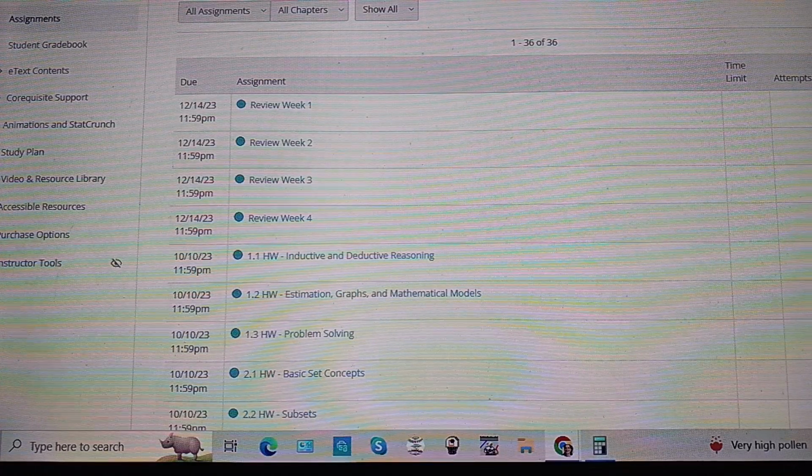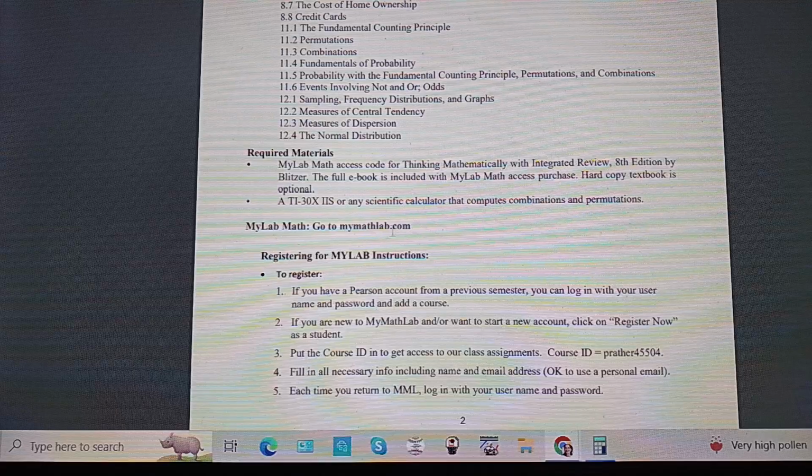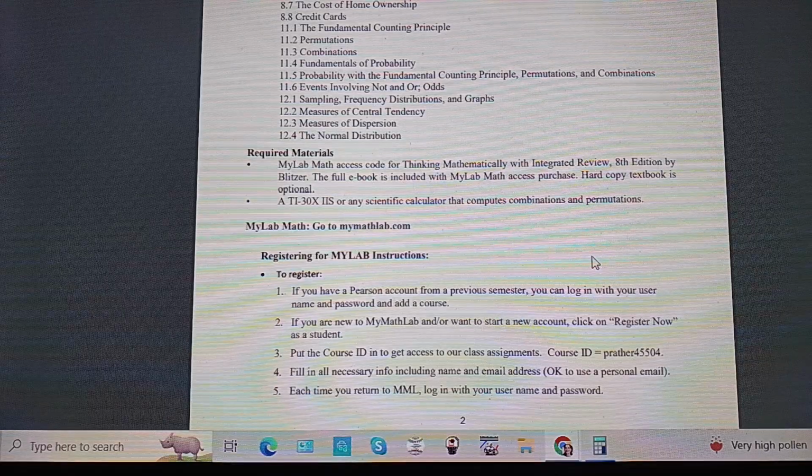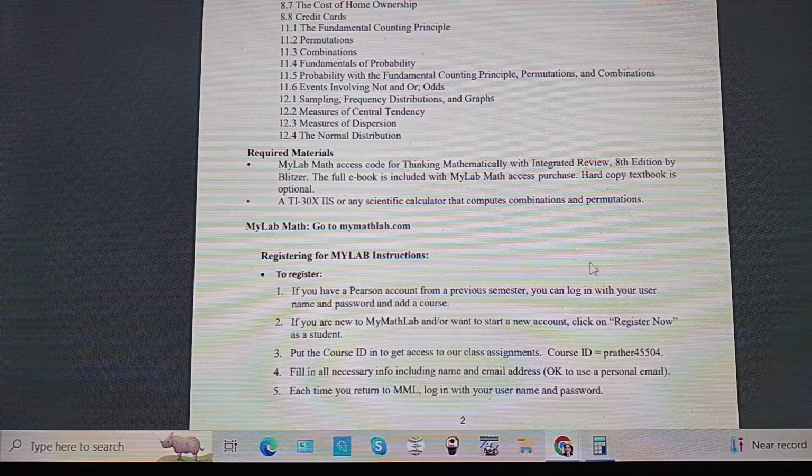Okay, so let me go back to the syllabus. So now you know how to register for MyMathLab. And also, I get this every time, and no matter how many times I harp on it, there's a student or two who just refuses. Use the 2-week free trial period. There's no reason to wait.